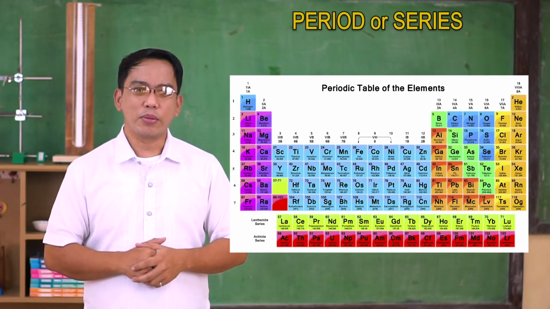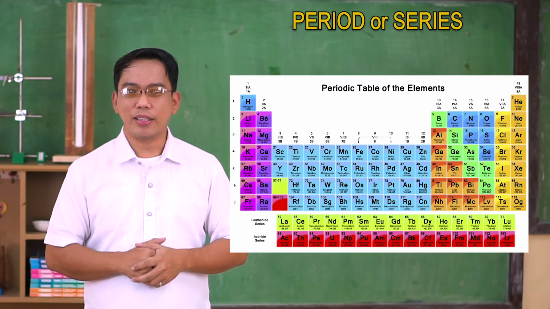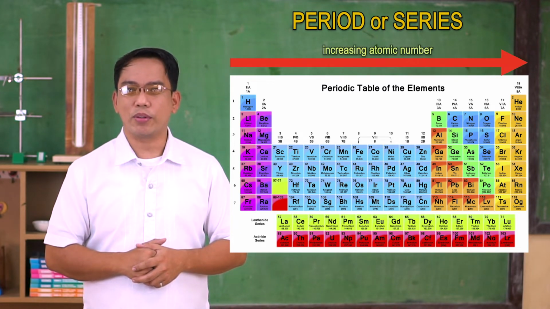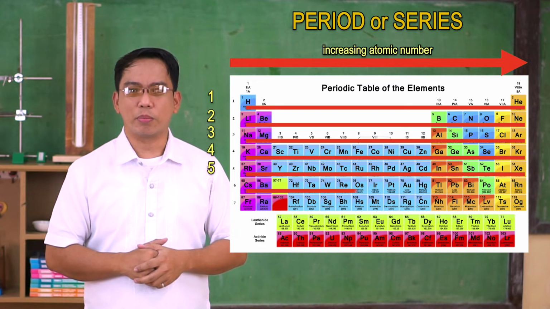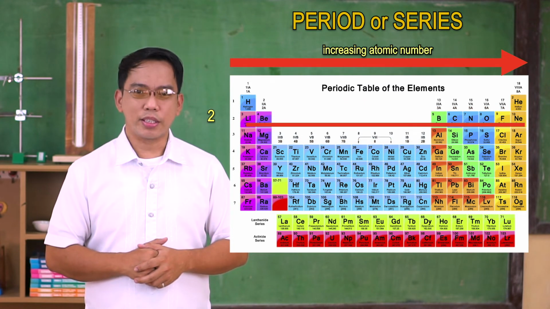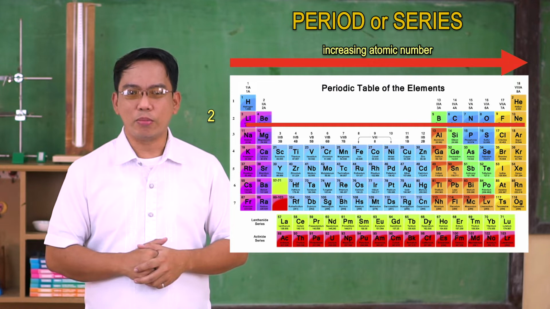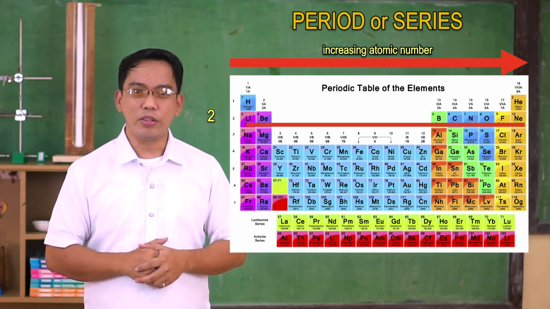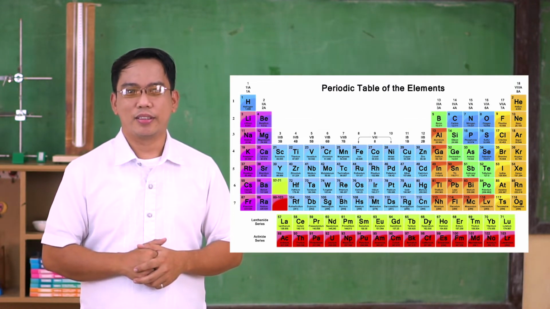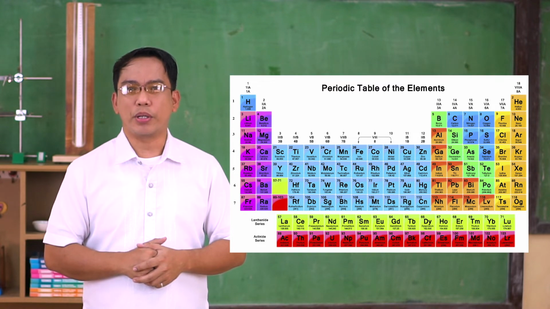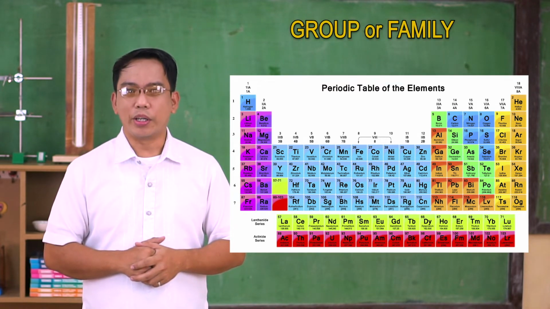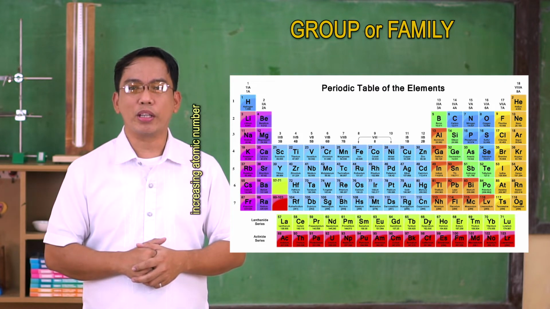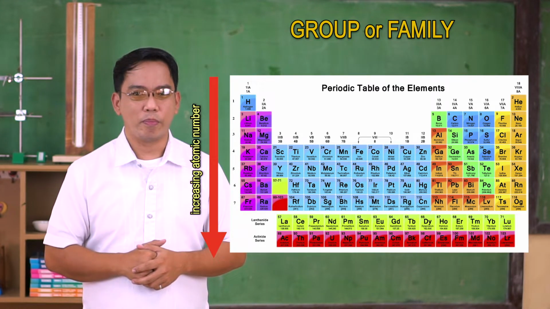The horizontal rows or periods are arranged with increasing atomic numbers from left to right. There are 7 horizontal rows or periods in the periodic table. For example, the elements lithium across neon form period 2. The vertical columns of the periodic table are called groups or families. They are the vertical columns with increasing atomic numbers from top to bottom.